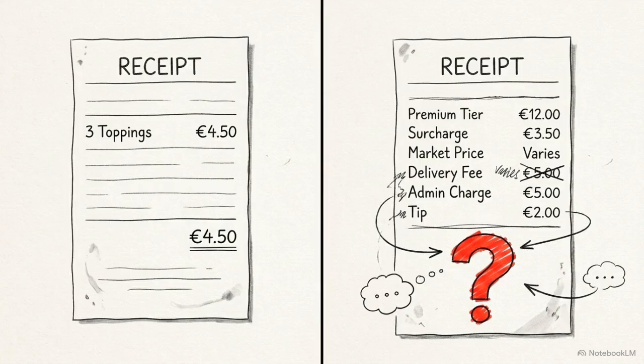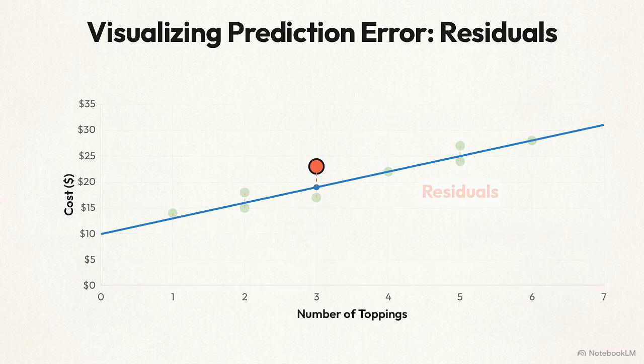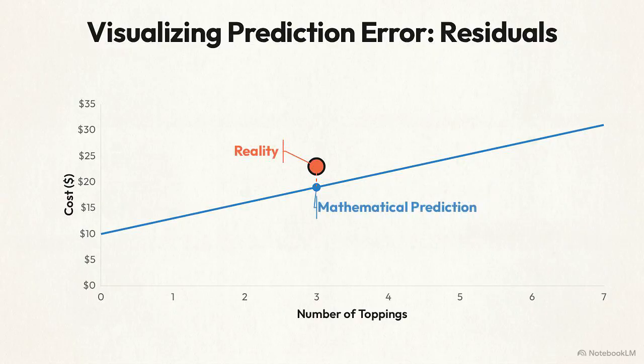When an environment has hidden complications, a single piece of data is no longer enough to guarantee an accurate prediction. Take a close look at the physical spaces between our predicted line and where the actual pizzas landed on the chart. These vertical gaps have a name: residuals. A residual is just the visual measurement of how wrong our guess was. It is the exact difference between our mathematical prediction and reality.